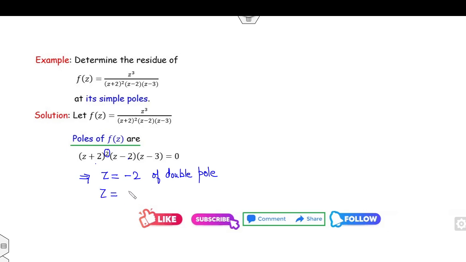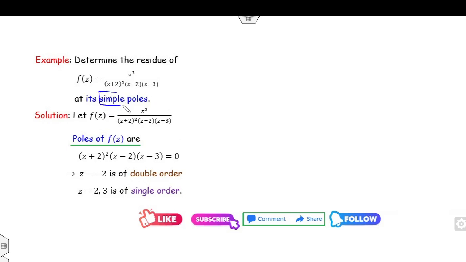Corresponding to the second case, this is a single, so it is a simple pole. The third is again a simple pole. Fine. Our target is to find the residues only at the simple poles, that means at the points 2 and 3. But don't worry, I will explain how you can find the residue in my part 2 lecture. This is my next lecture, and I will upload it very soon.